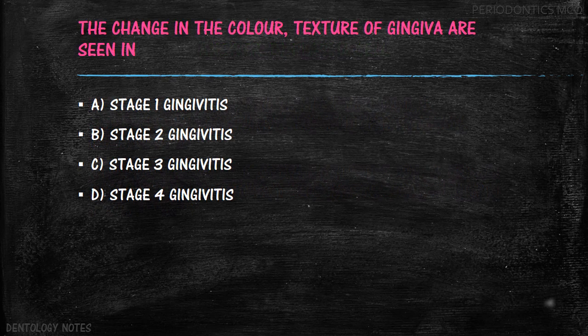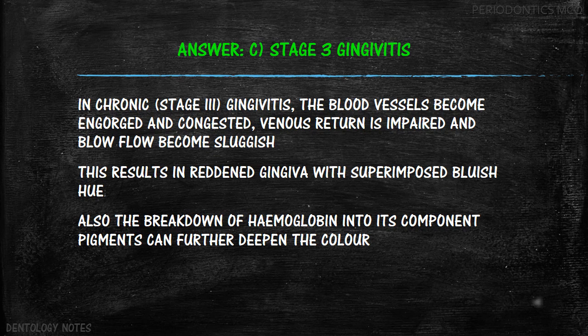The change in the color and texture of gingiva is seen in: A. Stage 1 gingivitis, B. Stage 2 gingivitis, C. Stage 3 gingivitis, D. Stage 4 gingivitis. Answer: C. Stage 3 gingivitis. In chronic stage 3 gingivitis, the blood vessels become engorged and congested, venous return is impaired and blood flow becomes sluggish. This results in reddened gingiva with superimposed bluish hue. Also, the breakdown of hemoglobin into its component pigments can further deepen the color.